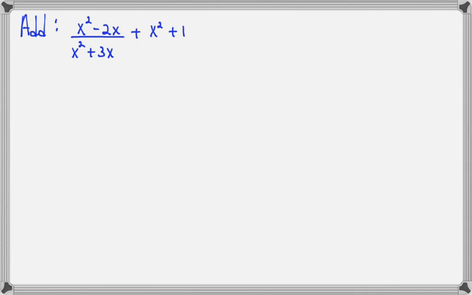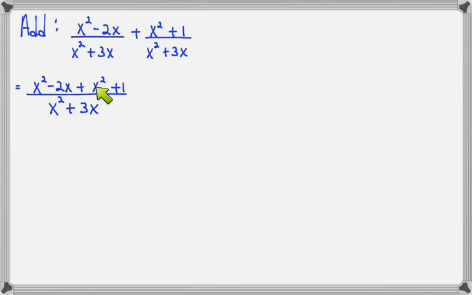So let's try another one here. We have x squared minus 2x over x squared plus 3x plus x squared plus 1 over x squared plus 3x. And of course we still have the same denominator here. This time we have a plus sign. So when we combine the numerators, there are no parentheses necessary because we're adding, and the denominator will stay the same.